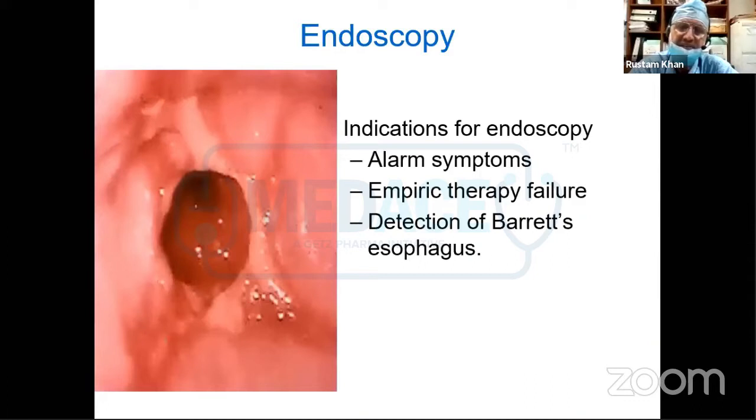When there are alarm symptoms, when empirical therapy has failed, or when you want to detect whether or not there is Barrett esophagus. Barrett esophagus is metaplasia of the mucosa at the lower end of the esophagus, where squamous epithelium is replaced by columnar epithelium. It is a pre-malignant condition, and in the long run it can transform into adenocarcinoma.